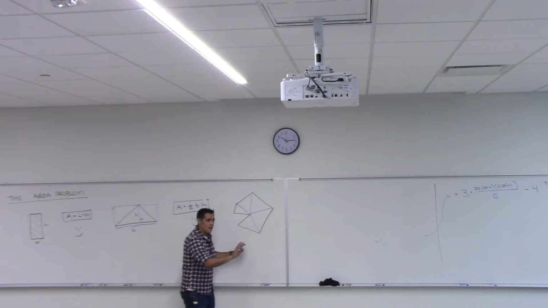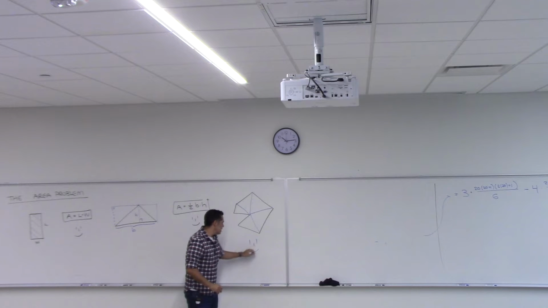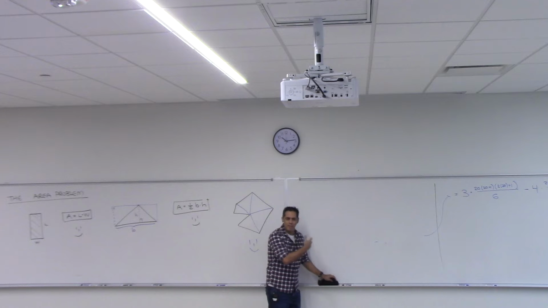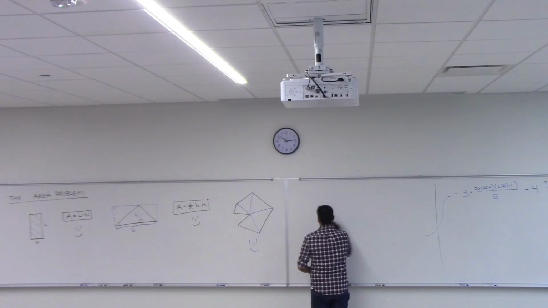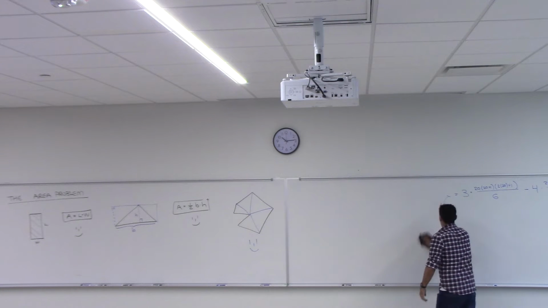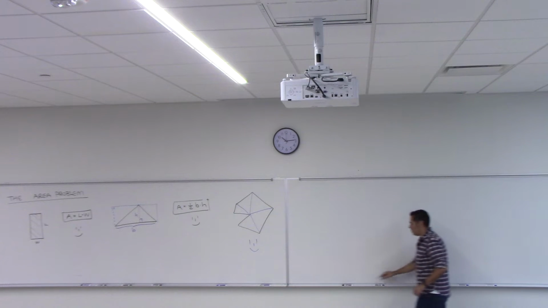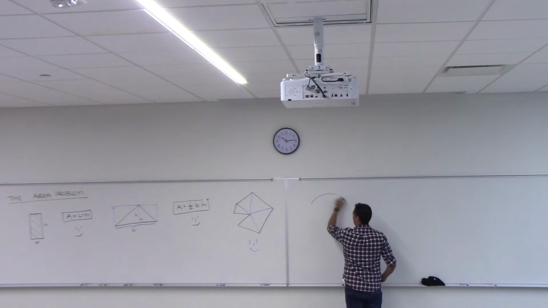Not fun, but it can be done, right? There's no general formula for it, but I mean, I could just attack it and it might take me a while, but I get it done. And then we were faced with the big one, the circle, right?